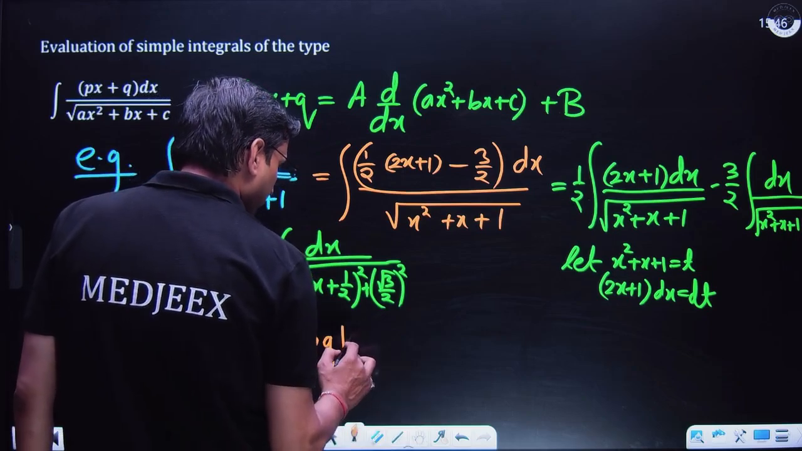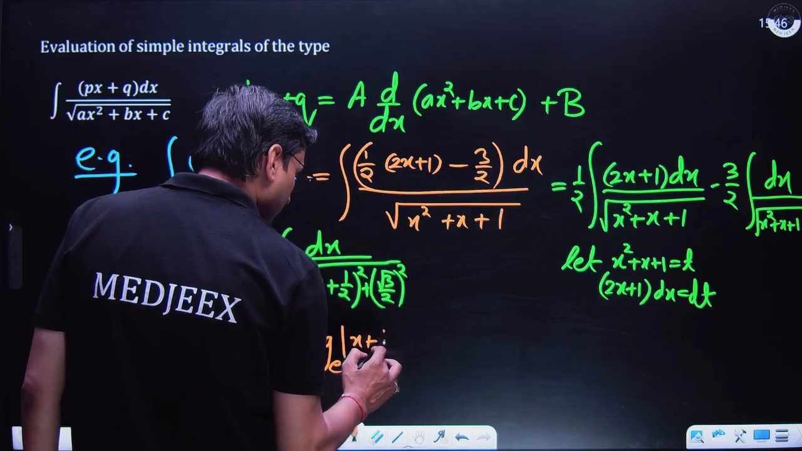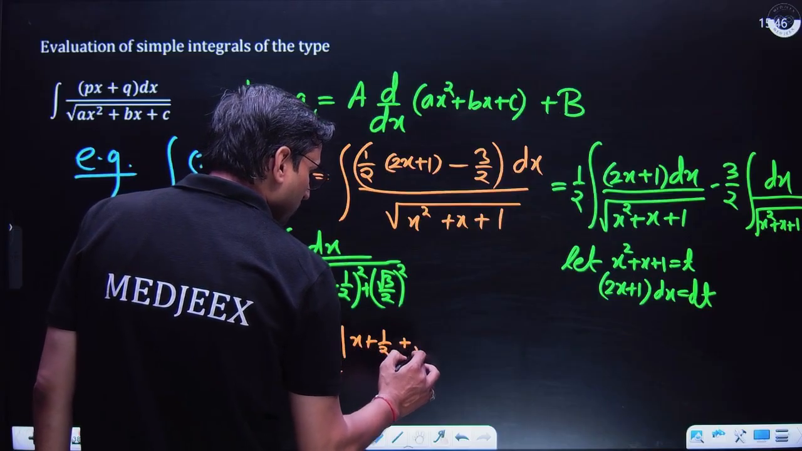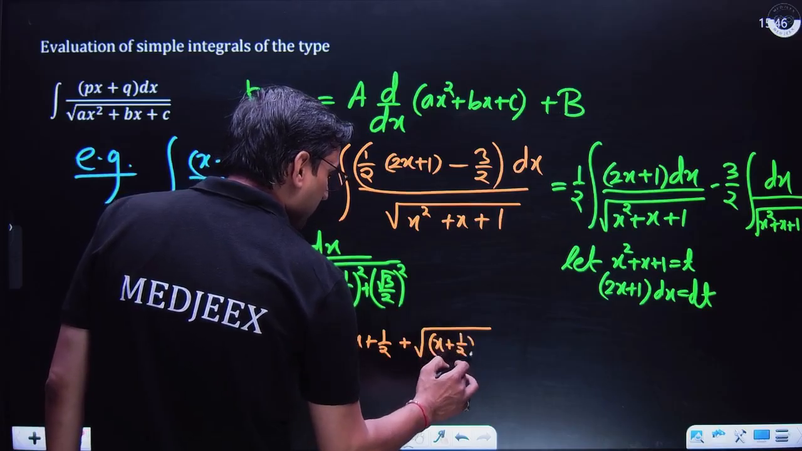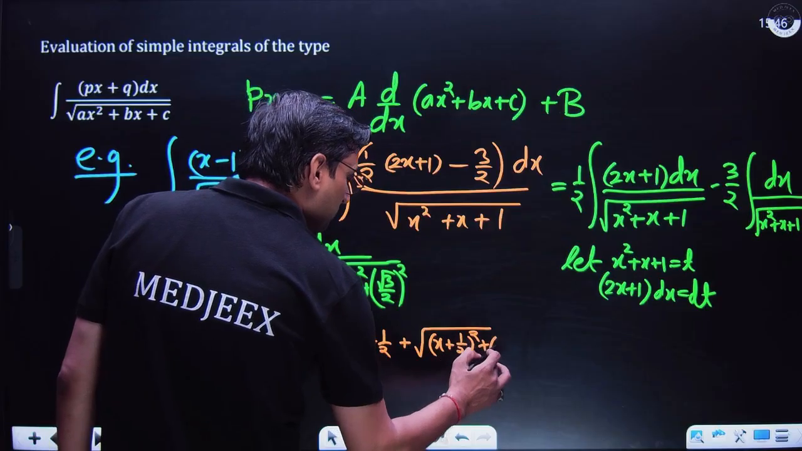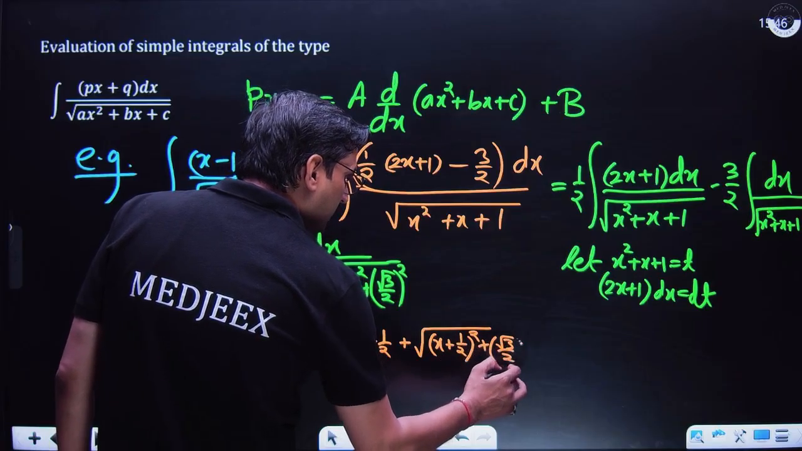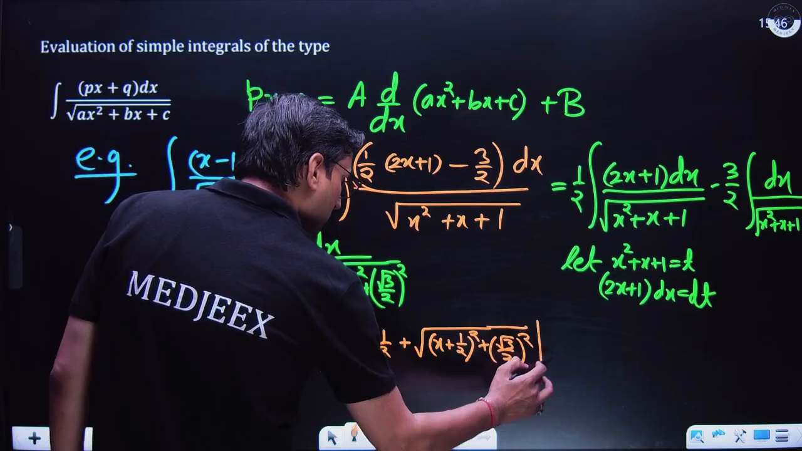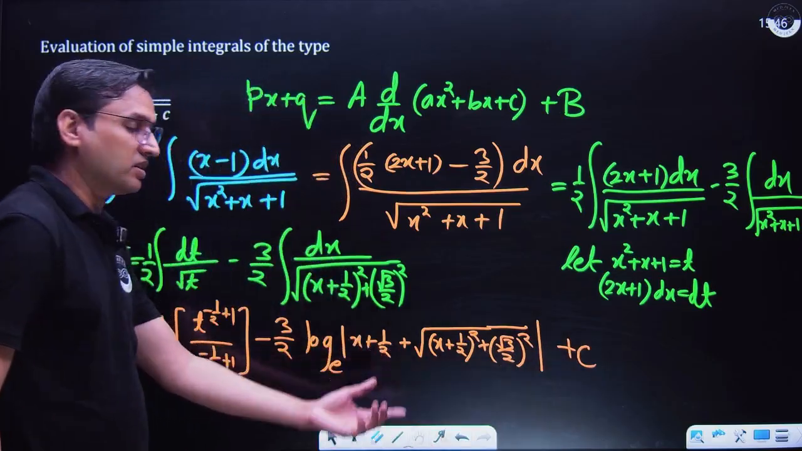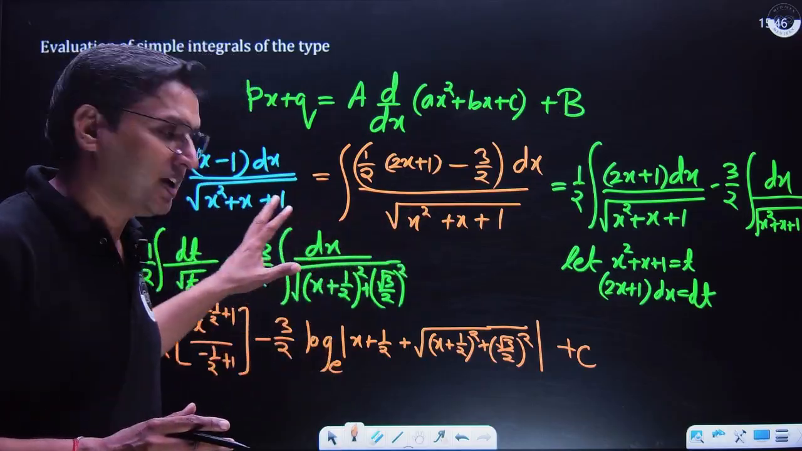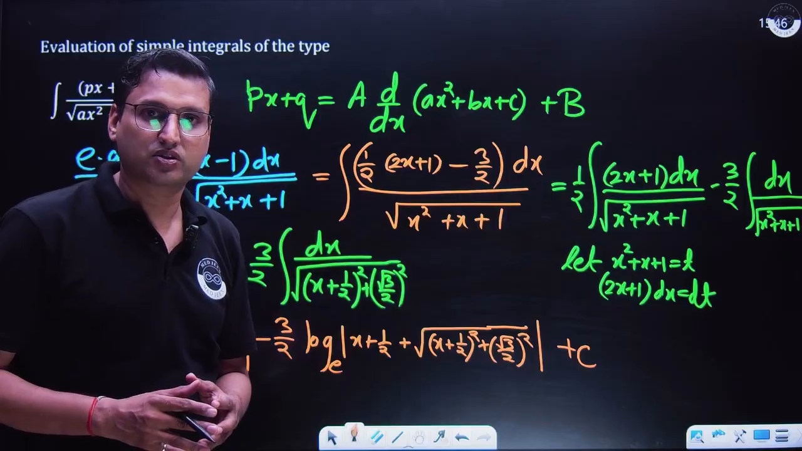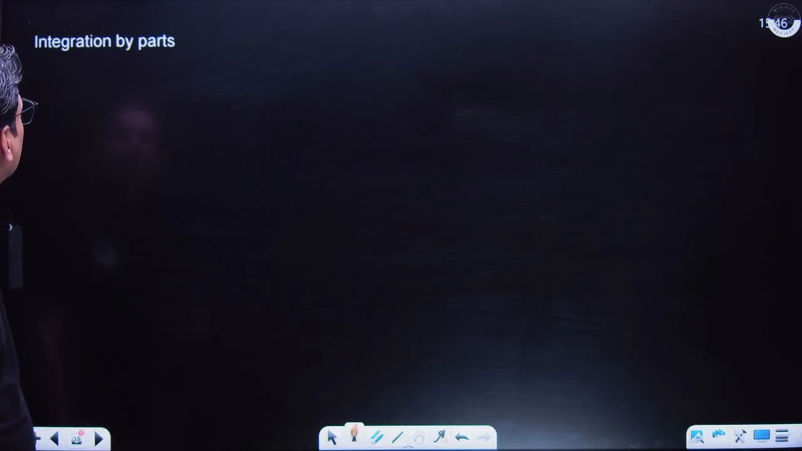modulus of x. X is what? X plus half plus root over x square plus a square, that is, x plus half square plus root 3 by 2 square. Is this clear? This is your modulus close plus c, and this is the answer. I hope this is understood to all the students, how we can integrate such kinds of questions. Yes or no?